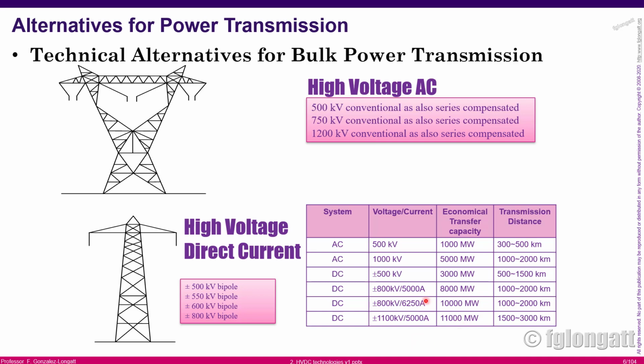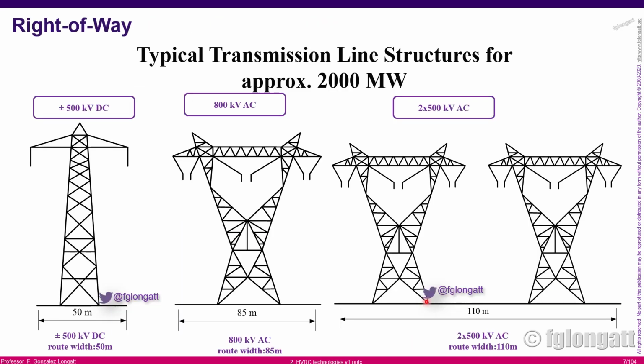In the next slide, what I am trying to show you is, coming back to the same problem, imagine that we would like to transmit 2,000 megawatts or 2 gigawatts. 2,000 megawatts, and there are some options over there. We can use a bipole of 500 kV, plus minus 500 kV DC. And you can see here on the extreme left, the simple and beautiful transmission tower, okay?